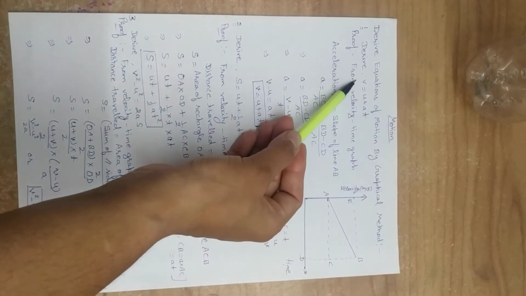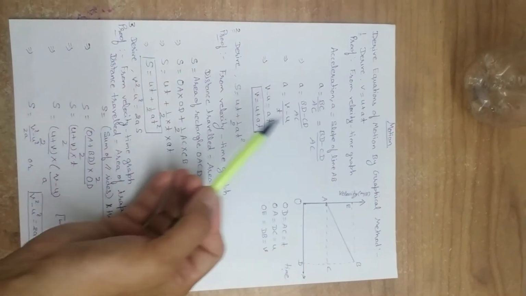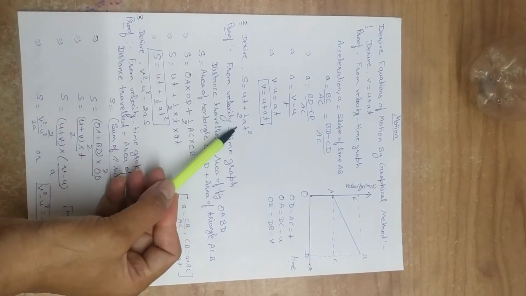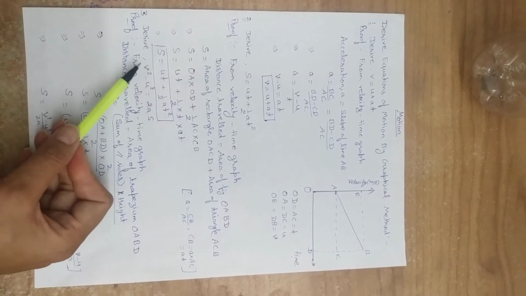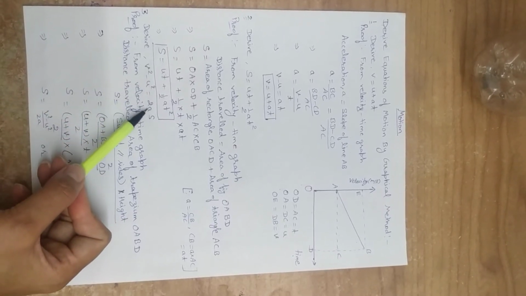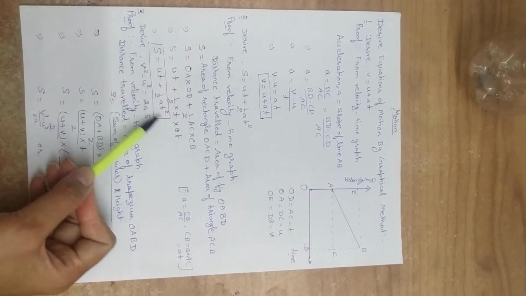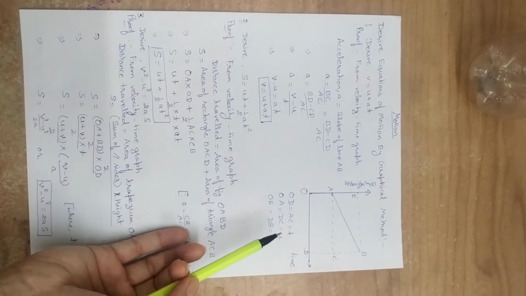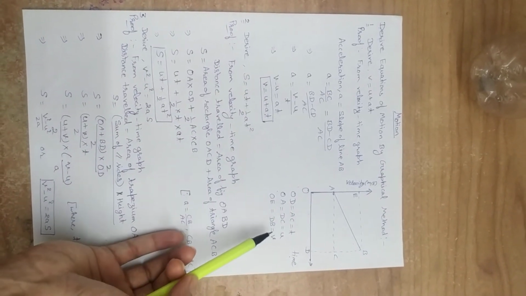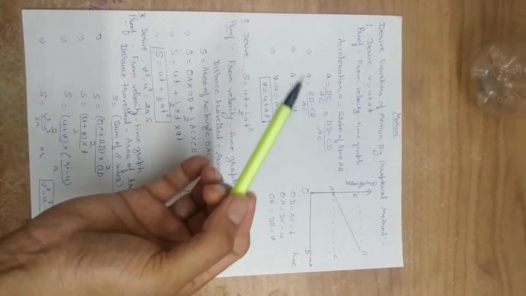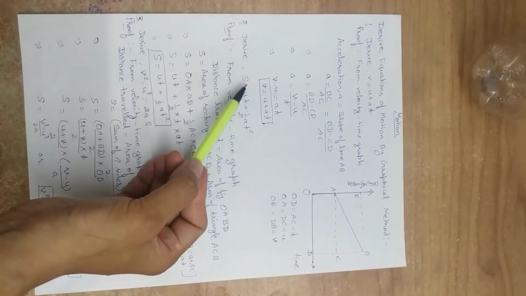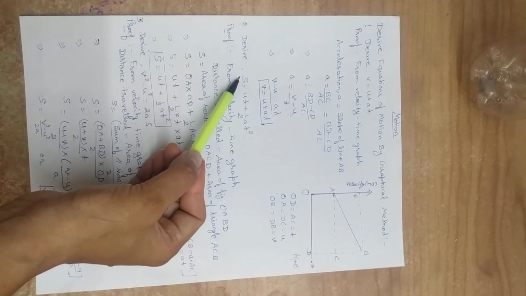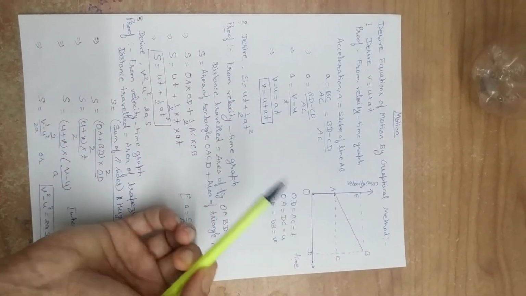That is, first equation is v is equal to u plus at, second is s is equal to ut plus half of at square, and third is v square minus u square is equal to 2as. In all these equations our u denotes the initial velocity, v denotes the final velocity, a denotes the acceleration, and s denotes the covered distance with time t.